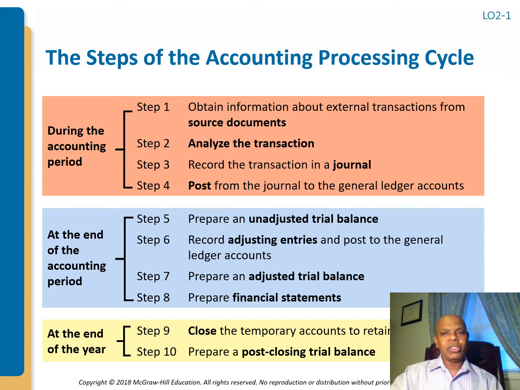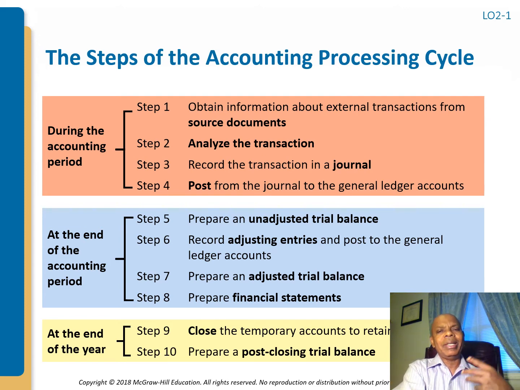Record the transaction in the journal. Suppose you buy goods, you purchase goods for cash. If you pay cash, what entry are you going to make? Purchases or inventory is going to be debited, and you're going to credit cash. That's your journal entry. Now from the journal entry, you post to the general ledger account.